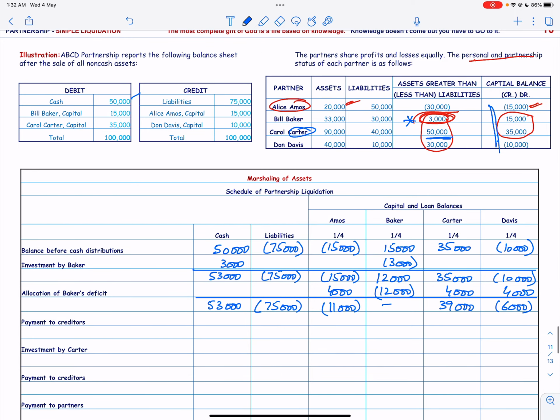We will pay the creditors. We have 53,000 cash with us.